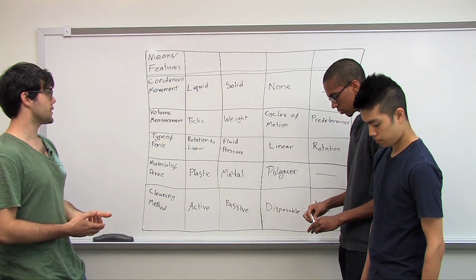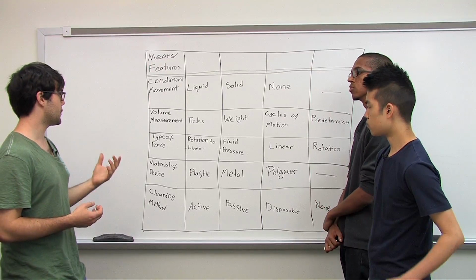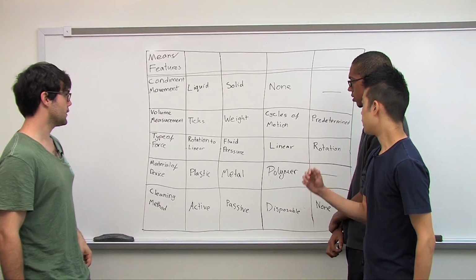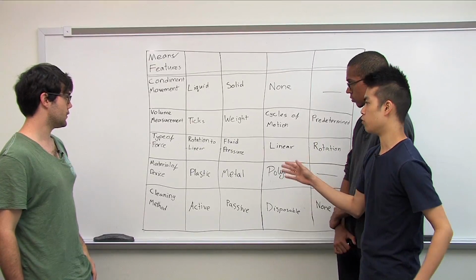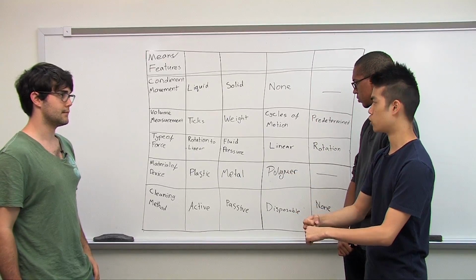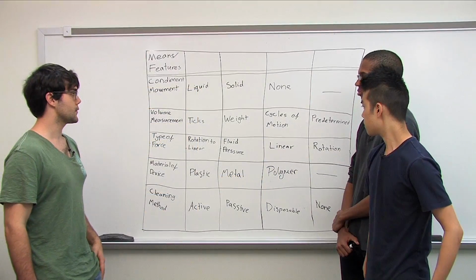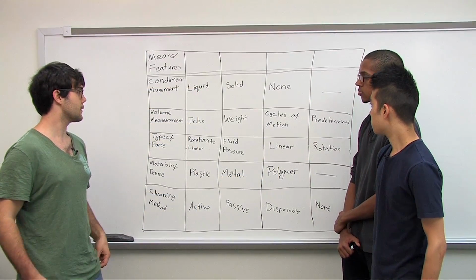So for the type of force, do you think that the force is purely linear, or do you think it's a combination of certain elements of forces? I think that in this case, it would be a combination of linear because you're either pulling or pushing the plunger on the syringe, but also fluid pressure because you're moving air, water, condiment in the water, or coffee in the water from place to place. So what about a second idea?